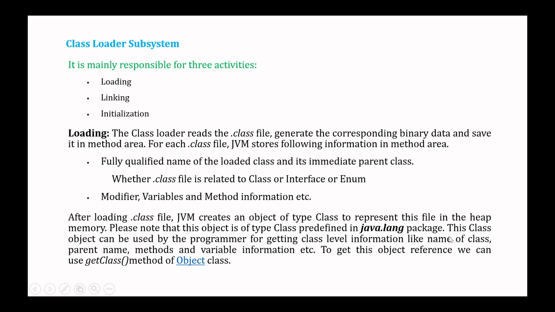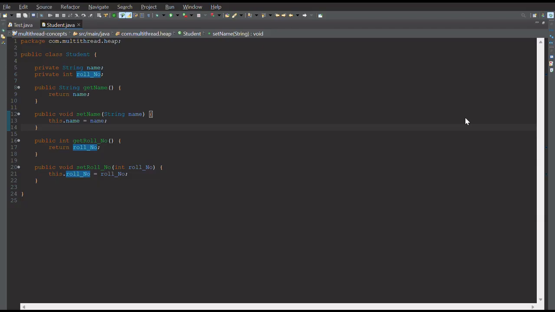This Class object can be used by the programmer for getting class level information such as the name of the class, parent name, methods and variable information etc. To get this object reference, we can use the getClass method of the Object class. Let's see an example. I have created a Student class that contains two fields, that is name and roll number, and I have also created getter and setter for these two fields.